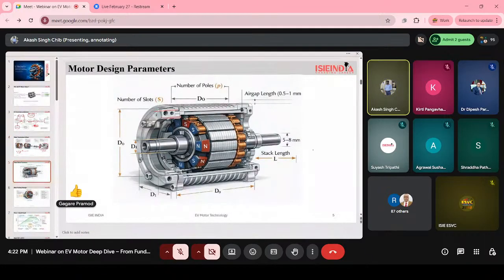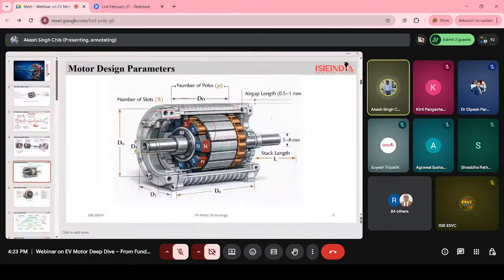Now let's see some design parameters of the motors. These are the important factors engineers consider while designing an EV motor. Basically, the motor's performance depends on these parameters. You can see here the number of poles. The number of poles defines the motor's magnetic poles. This is our rotor, and it has magnetic poles north, south, north, south. These are the number of poles.